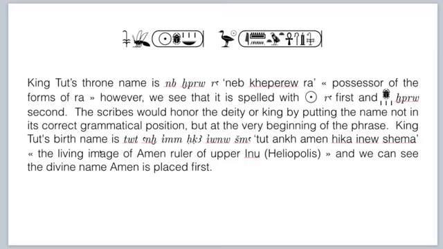King Tut's birth name is Tutankh Amun Heka Inu Shema, which is the living image of Amen, ruler of Upper Heliopolis, or Inu, known as Heliopolis. And we can see the divine name Amen is placed first. Okay, this is what I explained before.